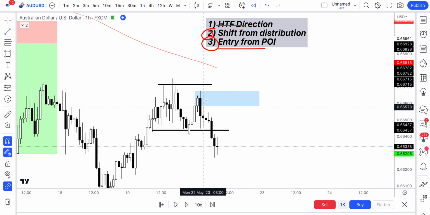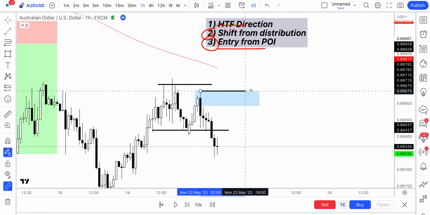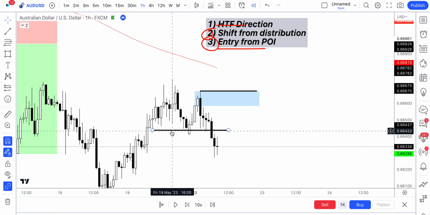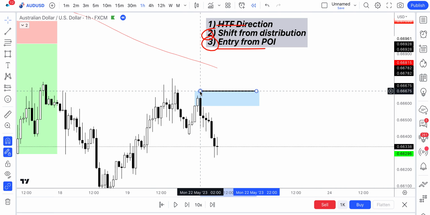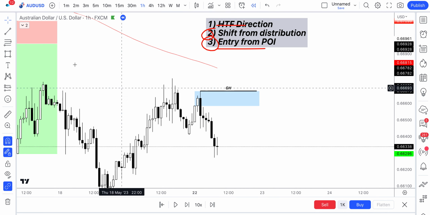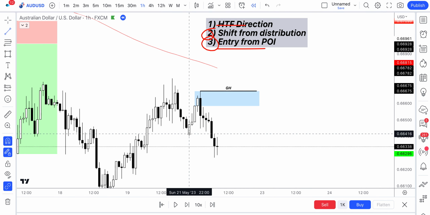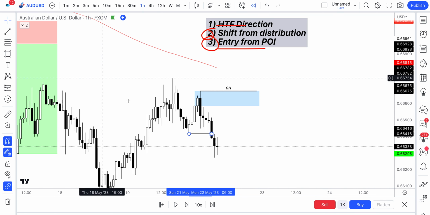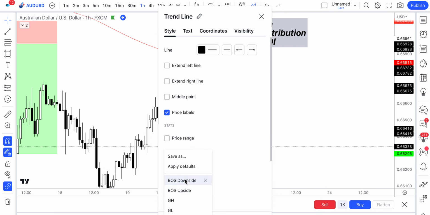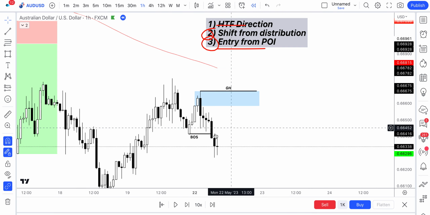We can then go ahead and mark on our guarded high. Let's just get rid of our range here just for simplicity. So this is our guarded high, our invalidation level, and this is essentially the range low that we've broken strongly to the downside. So we can mark that on as a BOS to the downside. So we broke structure to the downside.